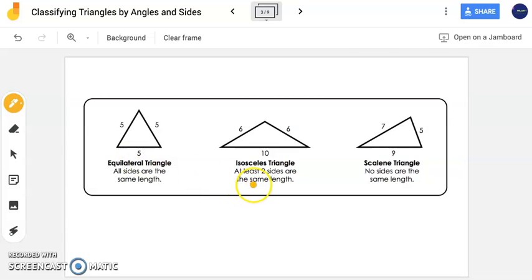Here we have an isosceles triangle. That means at least two sides are the same length. Now you can tell that this triangle here is isosceles because two of the given side lengths are both 6 units. And in fact, you might even see that with a marking like this, with one dash for both of those sides to represent that they are equal measurements.